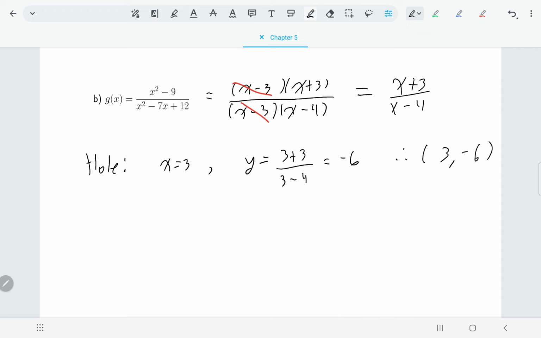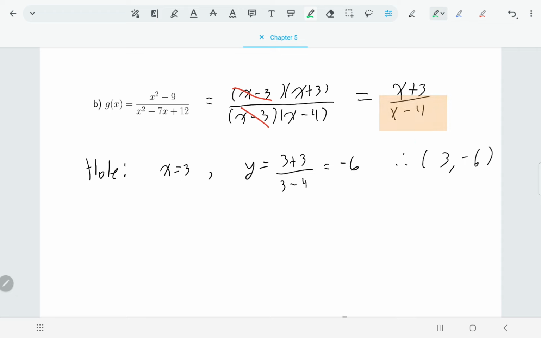And the other excluded value that I had was 4, and that came from the factor x minus 4, which is still there in my simplified version of g of x. So that means I have a vertical asymptote, x equals 4.